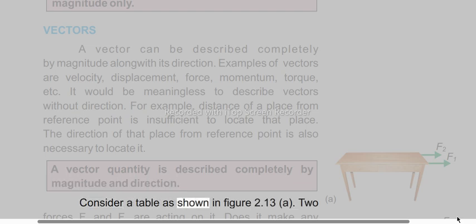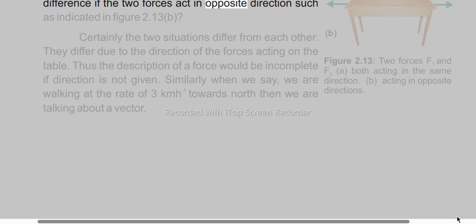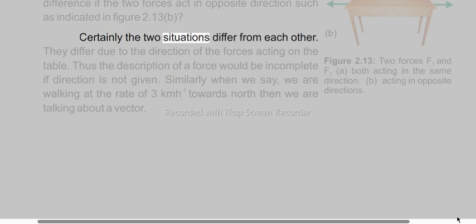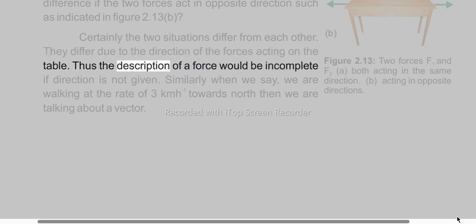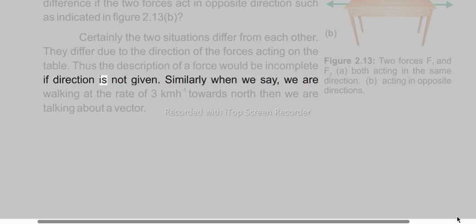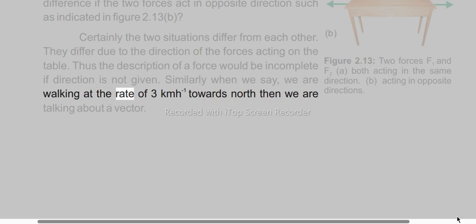Consider a table as shown in Figure 2.13a. Two forces F1 and F2 are acting on it. Does it make any difference if the two forces act in opposite directions, such as indicated in Figure 2.13b? Certainly the two situations differ from each other. They differ due to the direction of the forces acting on the table. Thus the description of a force would be incomplete if direction is not given. Similarly, when we say we are walking at the rate of 3 km/h towards north, then we are talking about a vector.